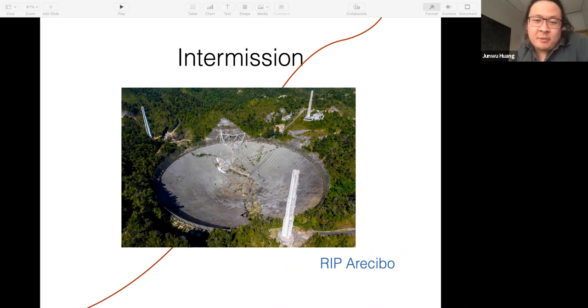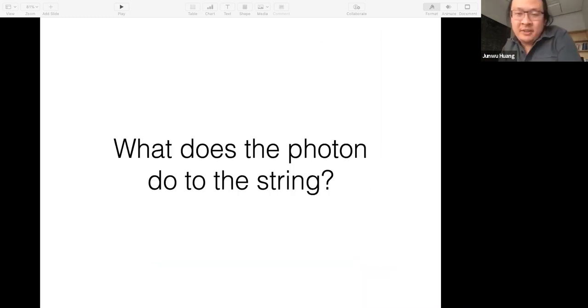In the second part, well, first the intermission. I think most of you have heard that Arecibo is no more, and we'll be talking about some signals which Arecibo would be great to look for. But there are some other detectors that we'll be looking at. Since the second part will be very different from the first part, it's time that you can clear your mind, and now we dive into the second part.